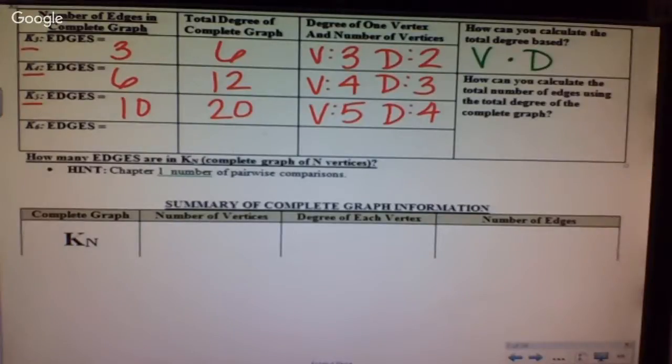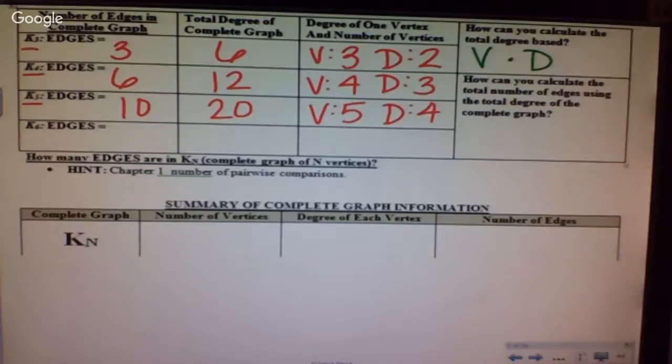I thought you just took the edges and multiplied that by 2. Because 3 times 2 is 6, 6 times 2 is 12, 10 times 2 is 20.